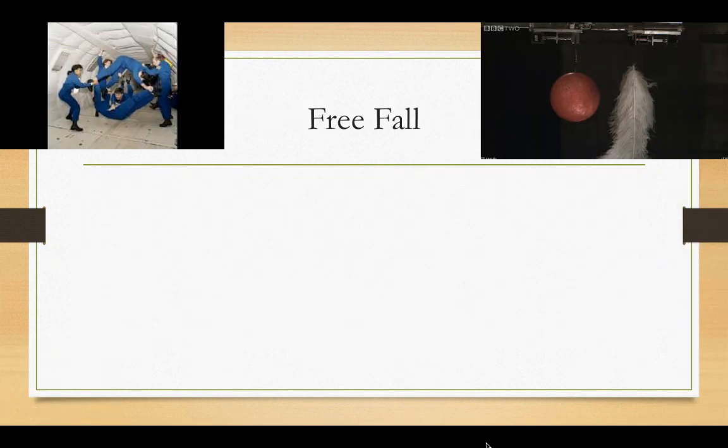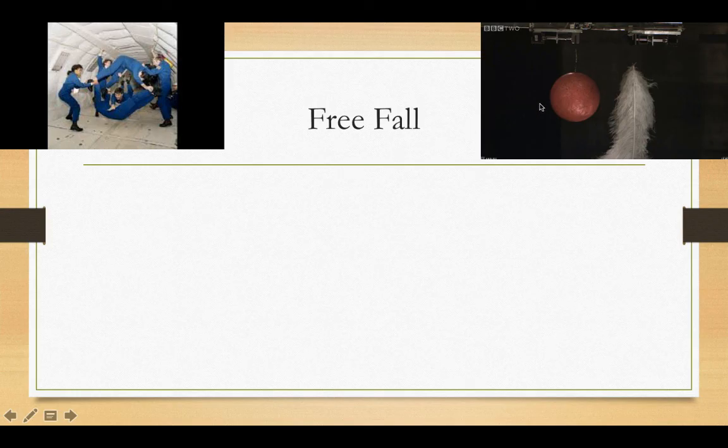Free fall. If you drop any object freely, that is free fall. In simple language, it can be explained in that way. If you drop any object freely without any air resistance, then that condition is called free fall. For example, the astronauts in a spacecraft are in a free fall state.